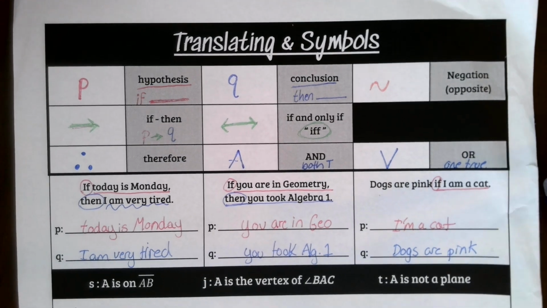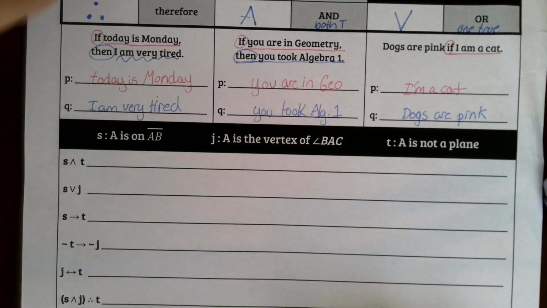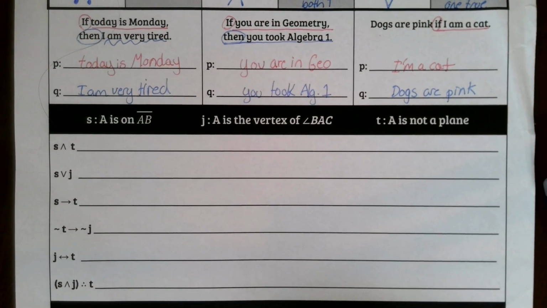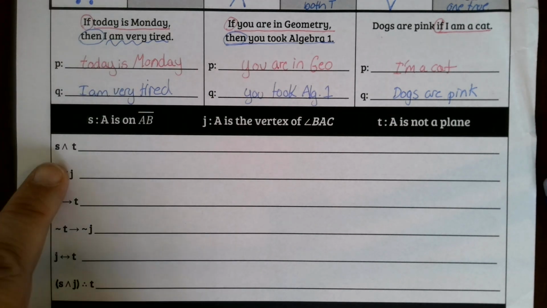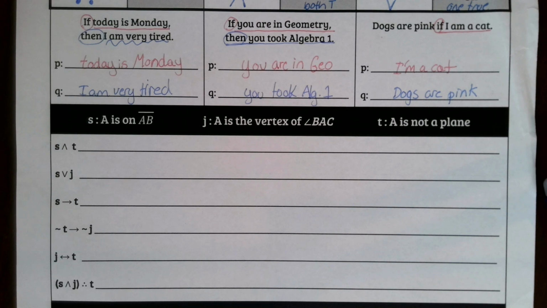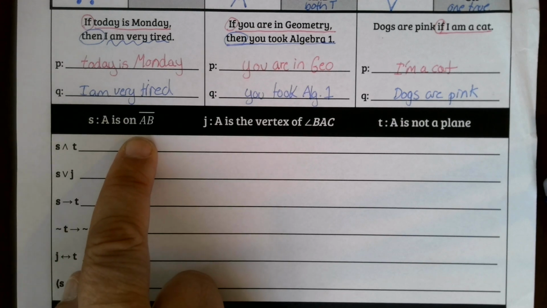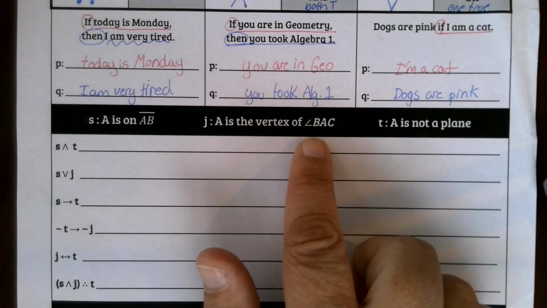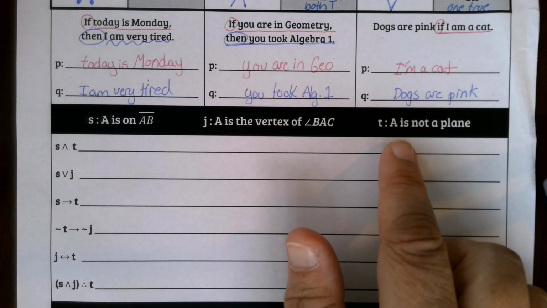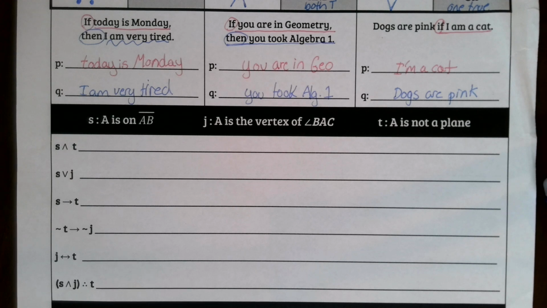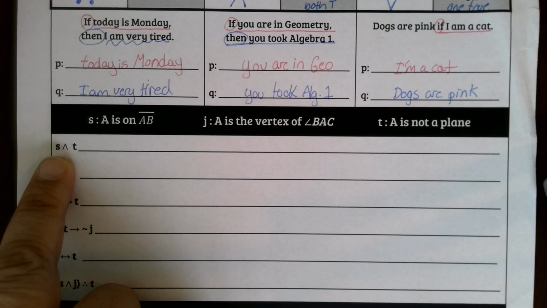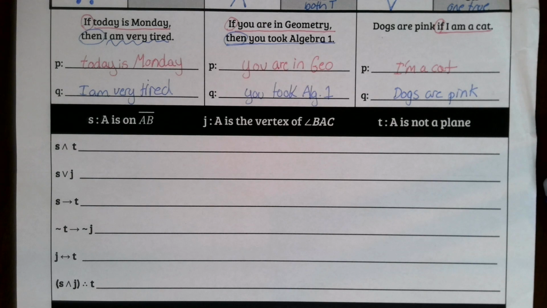Alright. So let's take a look at some examples, and then I'm going to have you do some practice on your own, okay? So here are some examples. They have given us 3 statements, and you are going to put them using these words, using these symbols, lay them out, okay? So we have the statement S, A is on line AB. J, A is the vertex of ABC. And statement T is A is not a plane. Okay. So if we have S and T, alright?